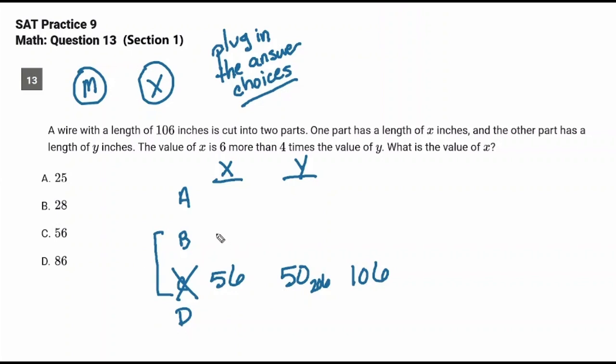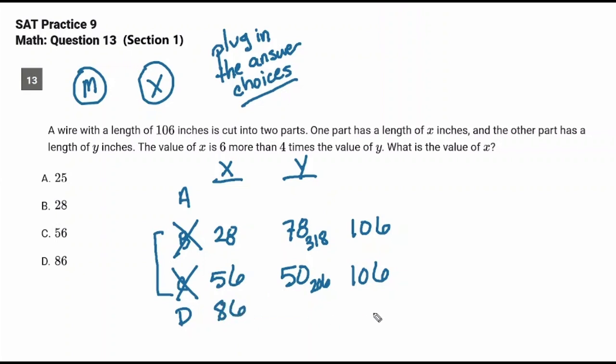Try B. Try 28. If X is 28, the whole thing's 106, so 106 minus 28, do it on your calculator. It's 78. 4 times Y, 78 times 4 plus 6 is 318. You were supposed to get 28. Didn't get 28. Gone. Are you getting closer? Or are you getting further away from where you need to be? You're getting further away.